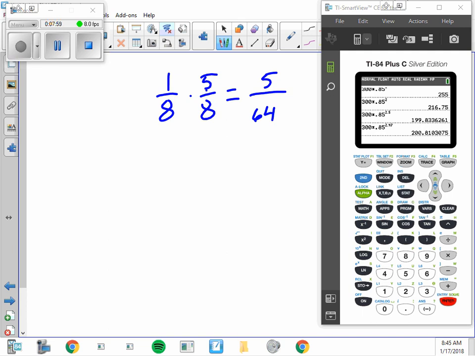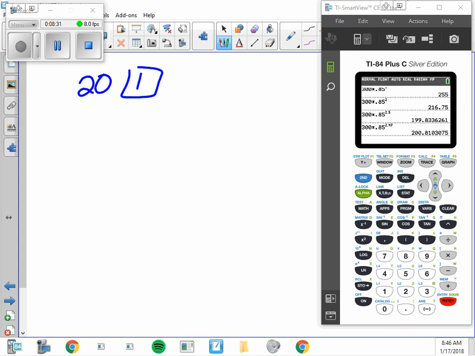Okay? Example 4. A bag contains 20 $1 bills and 5 $100 bills. You randomly draw a bill from the bag, set it aside, and then randomly draw another bill from the bag. Find the probabilities that both A and B happen. Independent or dependent? Dependent. So I can't multiply, I need to write them out. So we have 20 $1 bills, and we have 5 $100 bills.